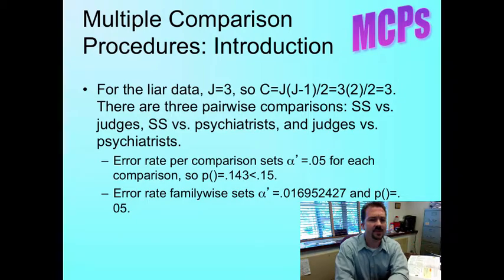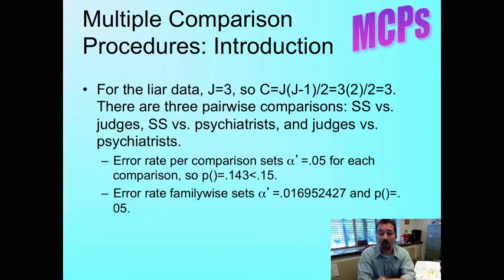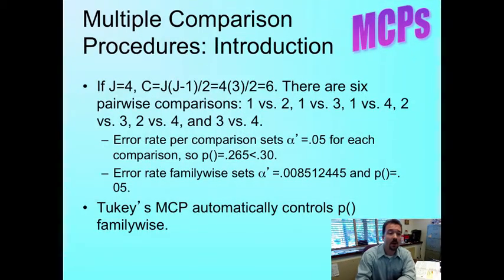It makes your tests more conservative. It requires a lower p-value based on lower alpha prime levels. Okay, so what if you have an additional group here? So J equals 4. So you run the numbers. The number of comparisons is 6 here, as follows. Okay, all the possible pairwise comparisons for 4 groups.